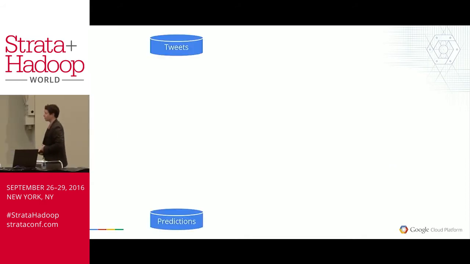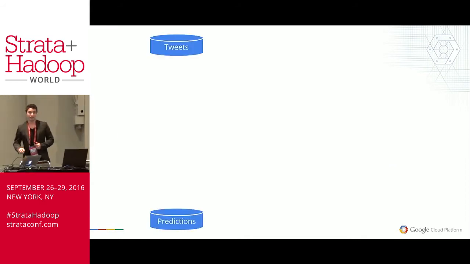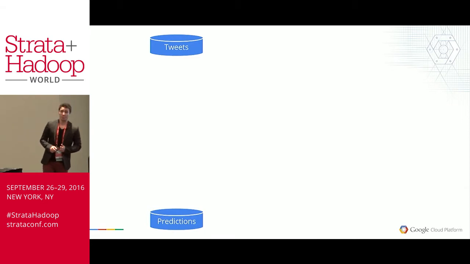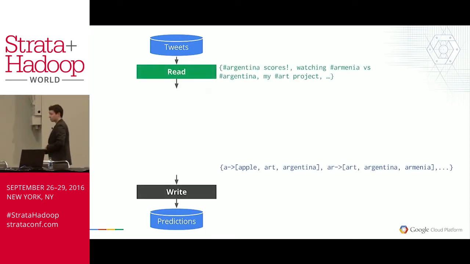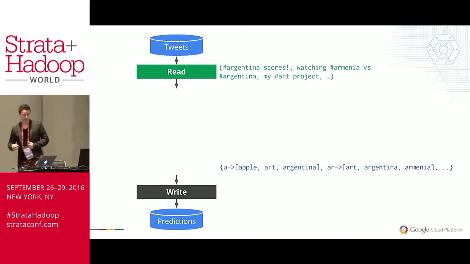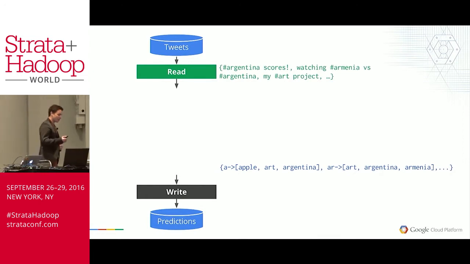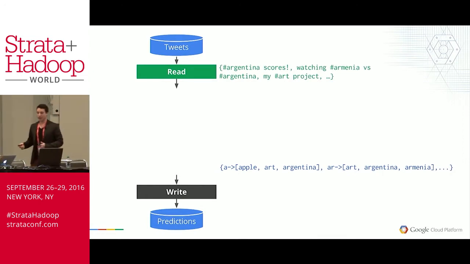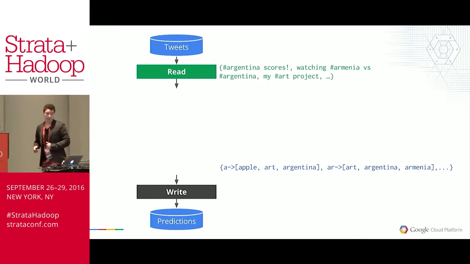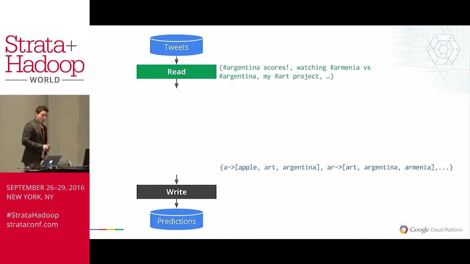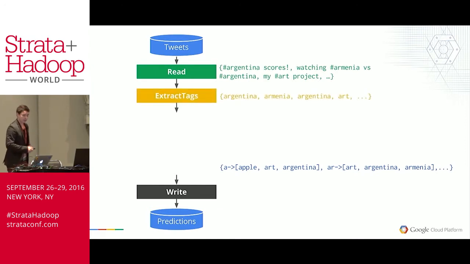So it would look something like this. We're going to start out with some data, let's say the set of tweets for the last day. And we want to go to a set of predictions, which is a map of prefix to a list of relevant suggestions. So we're going to read in some tweets. It's going to look something like this: hashtag Argentina scores, or watching hashtag Armenia versus hashtag Argentina, and so on. What we want to write out is a mapping of these sets of suggestions, what prefix maps to what relevant completions.